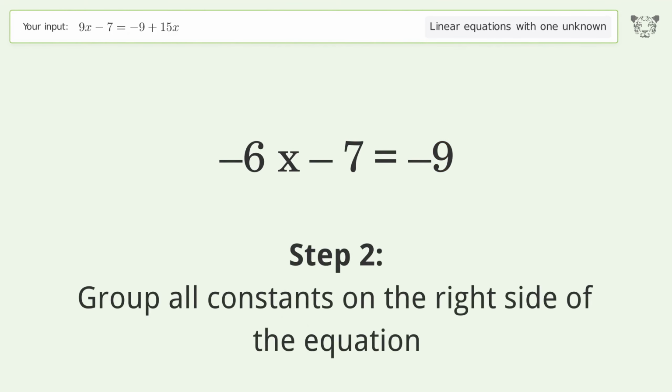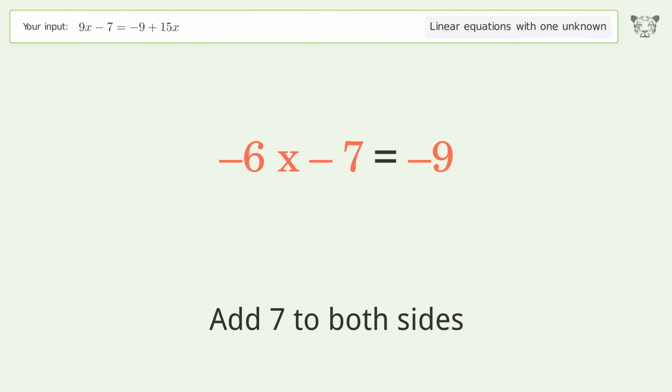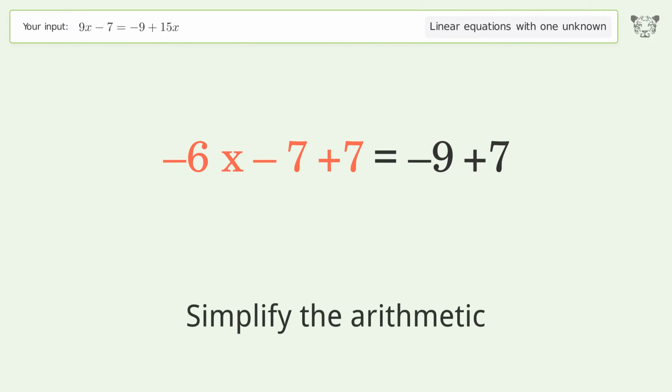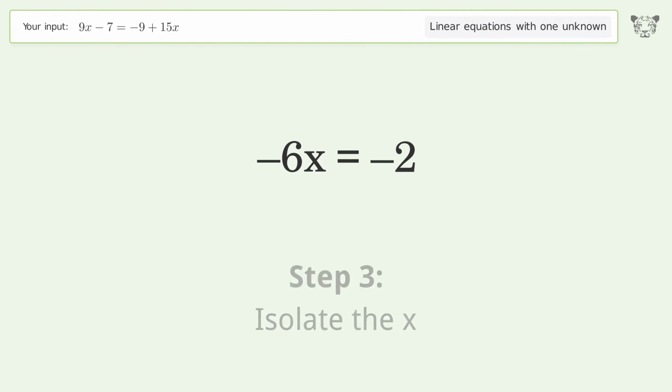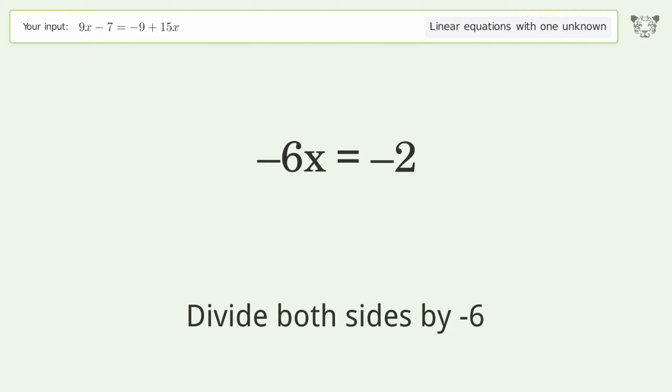Group all constants on the right side of the equation. Add 7 to both sides. Simplify the arithmetic. Isolate the x. Divide both sides by -6.